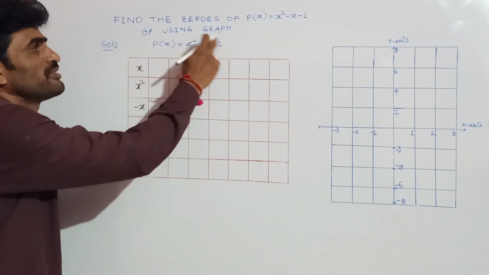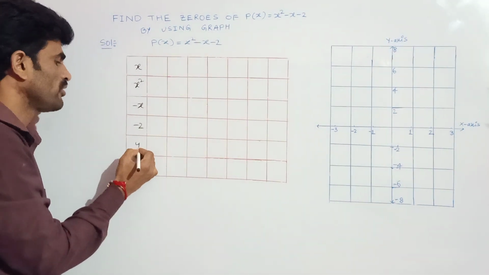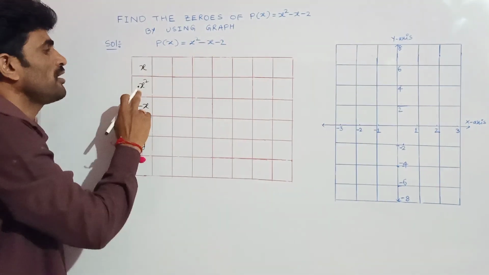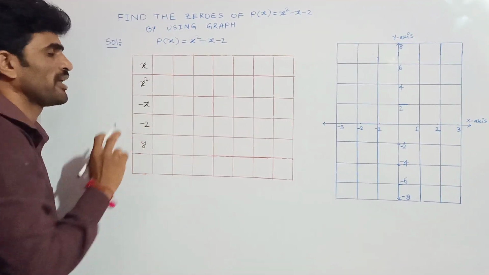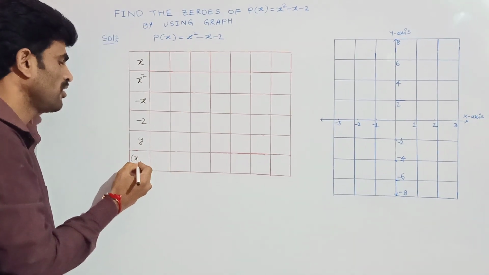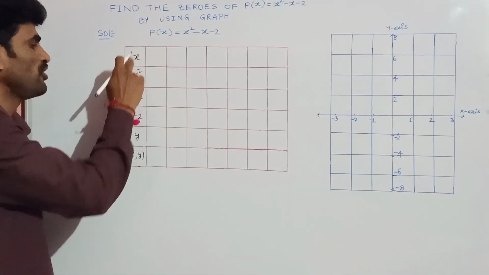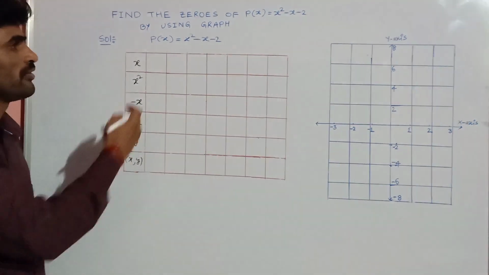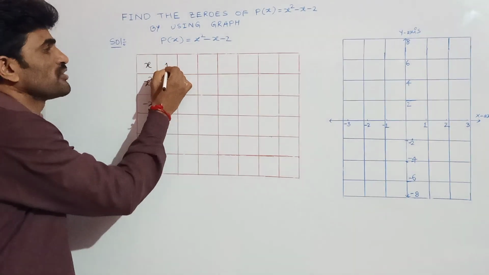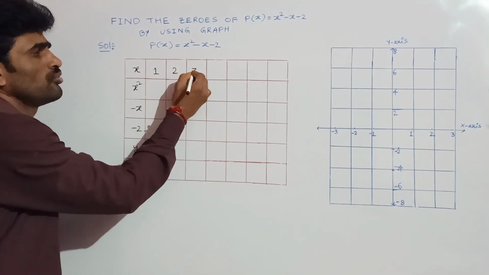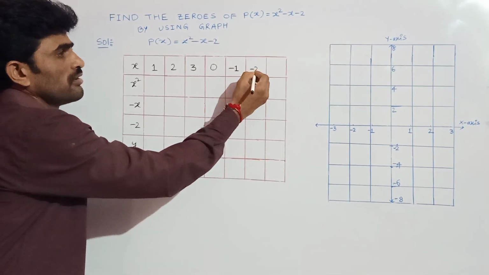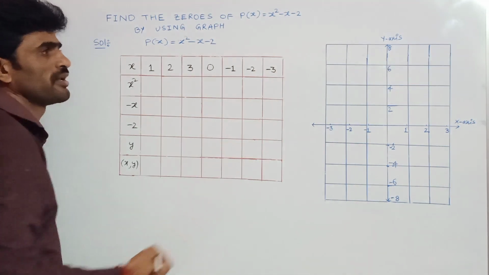After taking these three terms of the polynomial, we take y. So first we take x, then the terms of the polynomial, x square minus x minus 2, then y. After taking all these, at last x comma y. These values we have to write in this row. Now x values are our own choice; we can take our own values for x. So here I am taking x values 1, 2, 3, 0, minus 1, minus 2, minus 3.